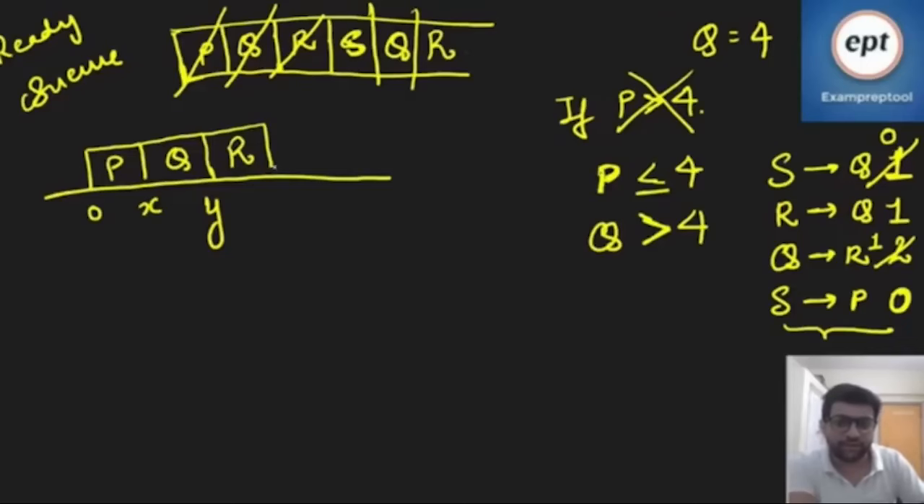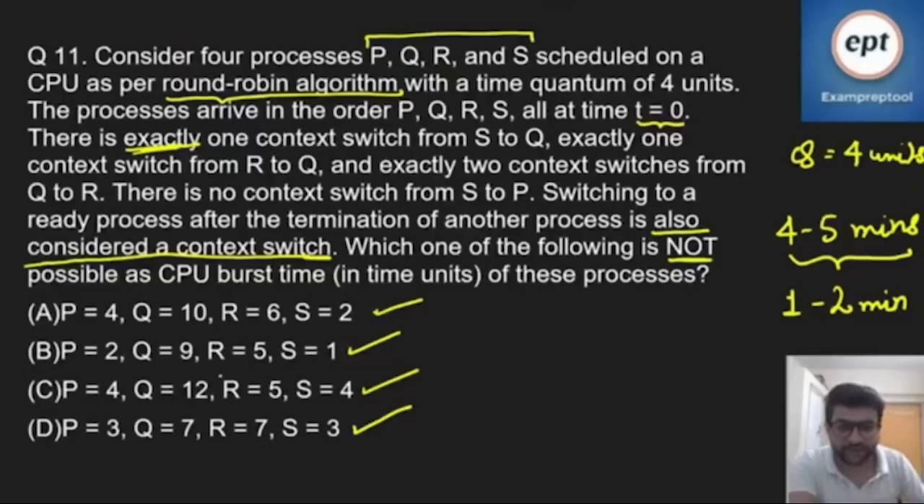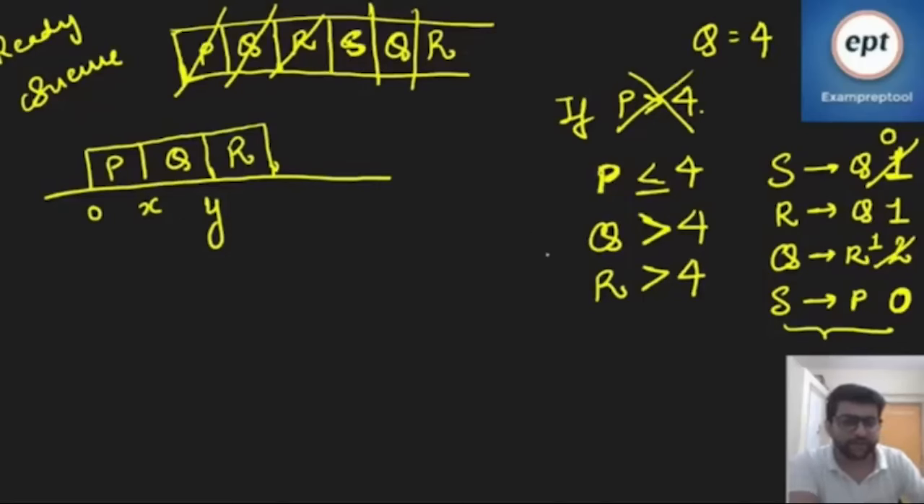Now, the process R is again pushed into the ready queue, it means that the burst time of process R is greater than 4. So let's just try to eliminate the option. Again, all the options have burst time greater than 4, right? So we cannot eliminate the option. So the next process to be scheduled is the process S.